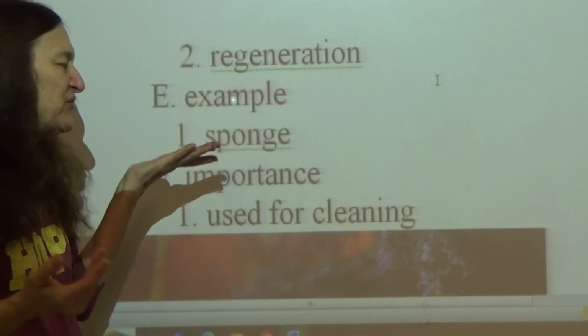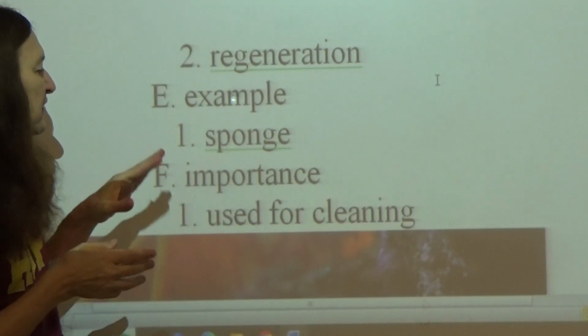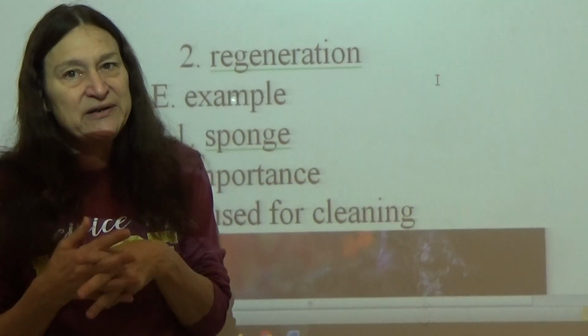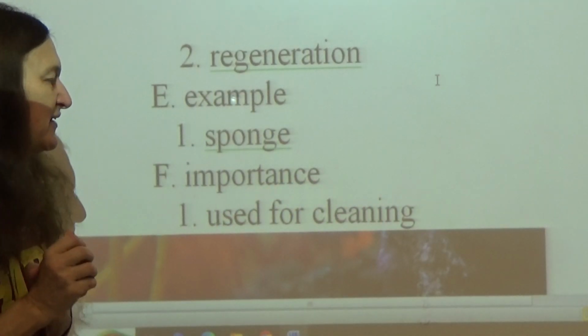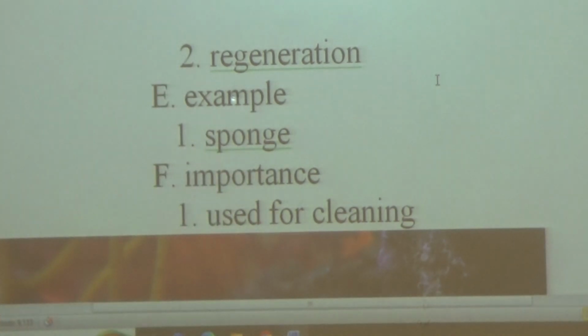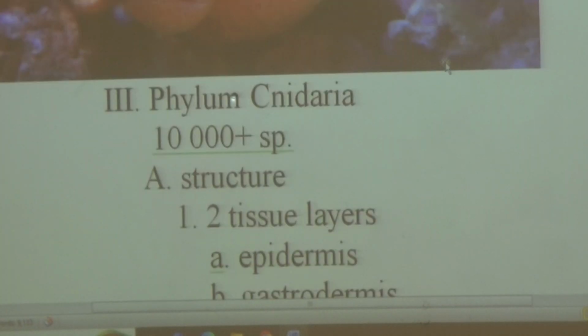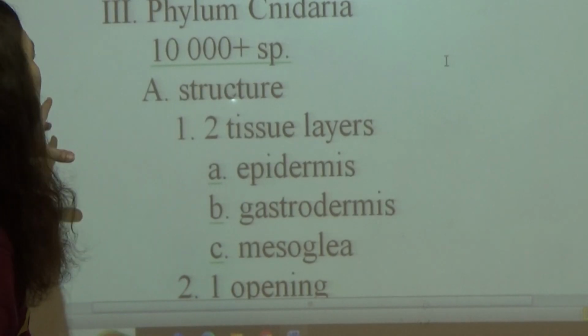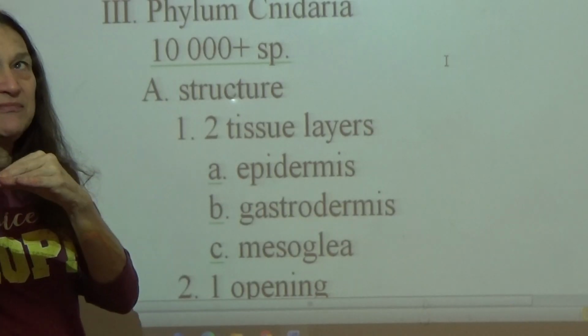Our example, well, we just put the sponge because that's what they are. Their importance, the real sponges were used for cleaning, and you could probably still get a few for that. They can use them for decoration. All right, so that's sponges. That's the phylum Porifera. We're going to move on to the second phylum. Moving up.